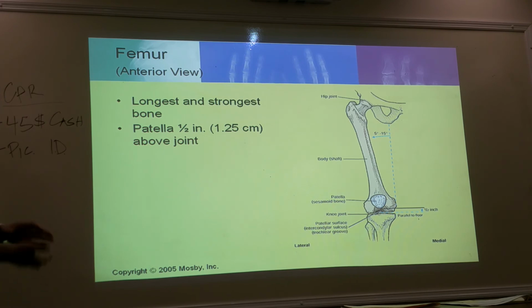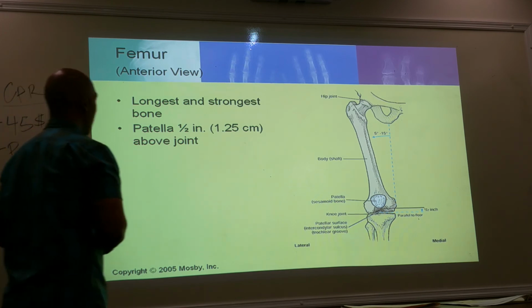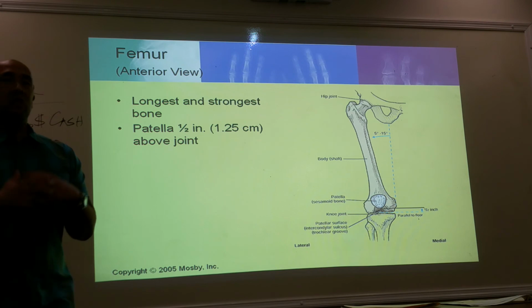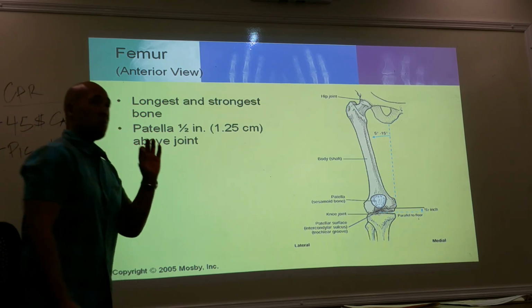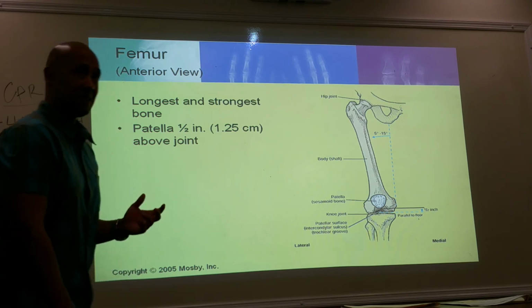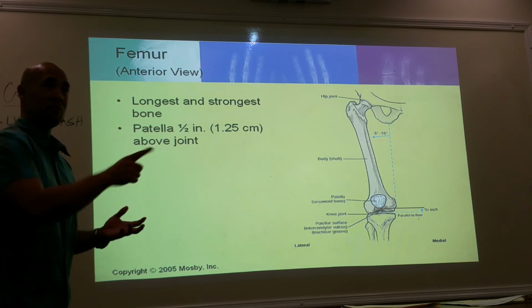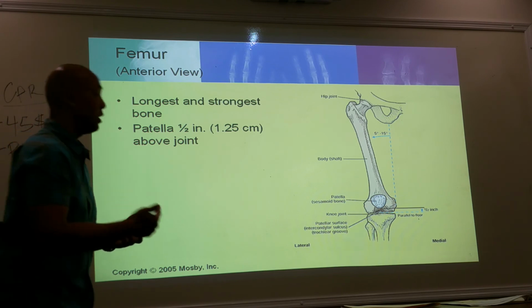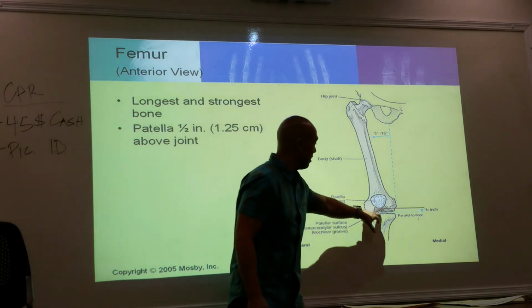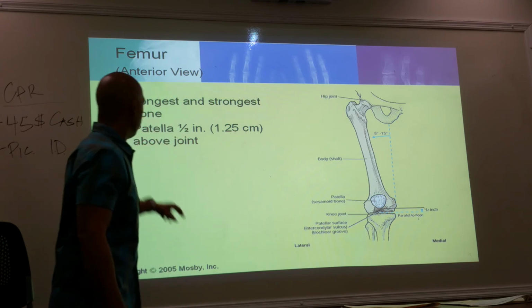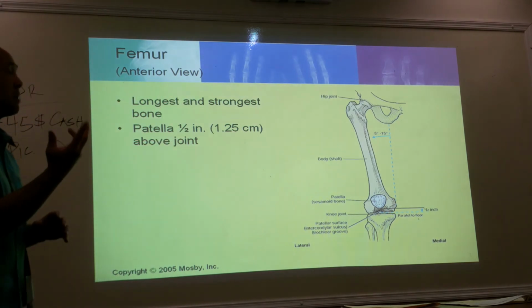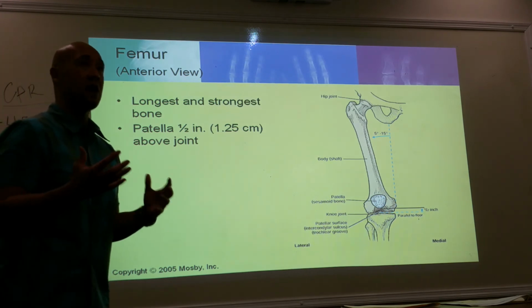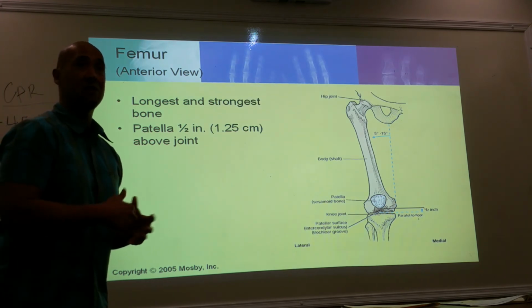So the femur is going to be the longest and the strongest bone. The patella is 1.5 inches above the joint. So when we're taking knee x-rays, we're looking at the knee joint. The landmark that we're going to feel here is the patella. So we feel for the patella, and we're going to go about 1/2 inch below that, and that'll take you right into the center of that knee joint because of the patellar location. So the bony landmarks that you'll be feeling are the condyles and epicondyles, and then the patella.